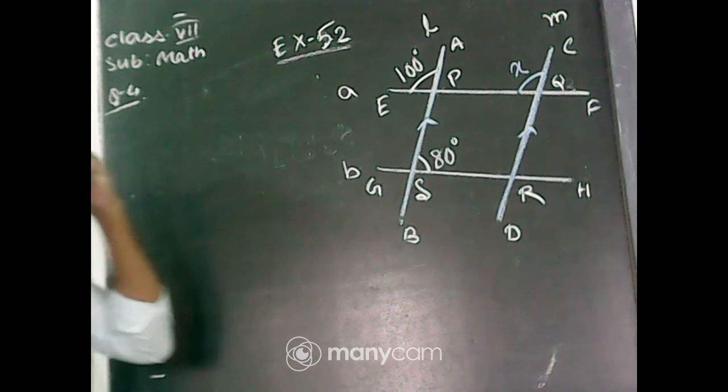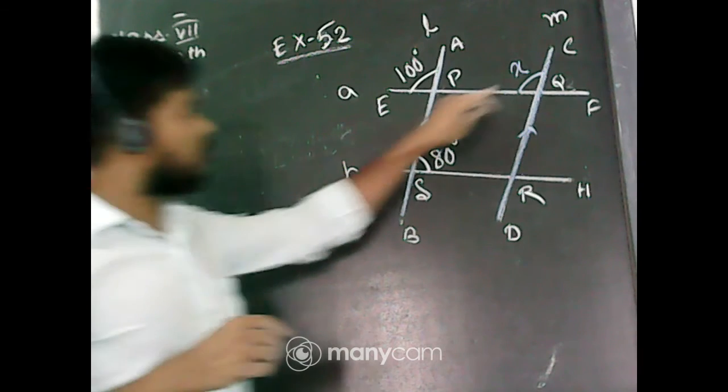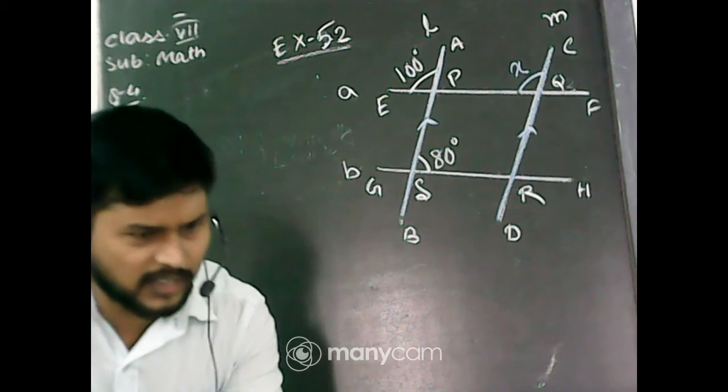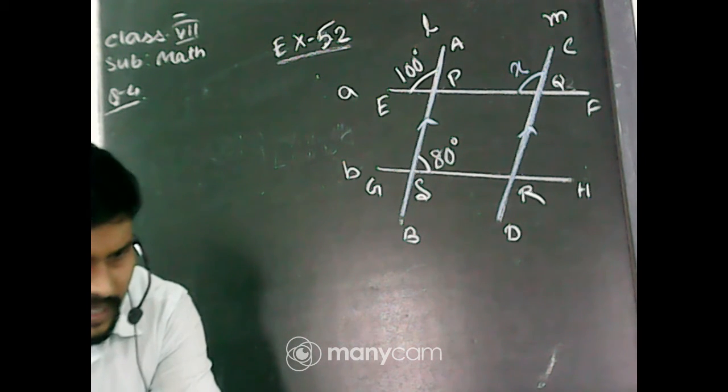Okay, now we have to find the value of x. Actually, the problem was someone had left his mic unmuted, so that's why some hazy sound was coming.